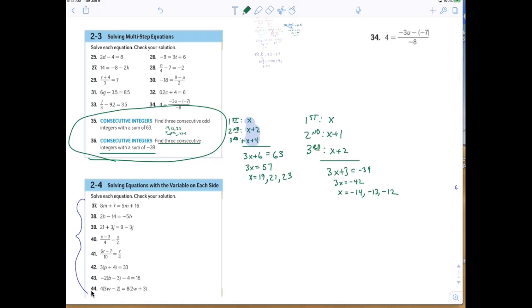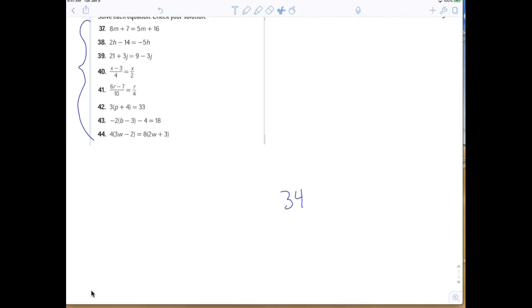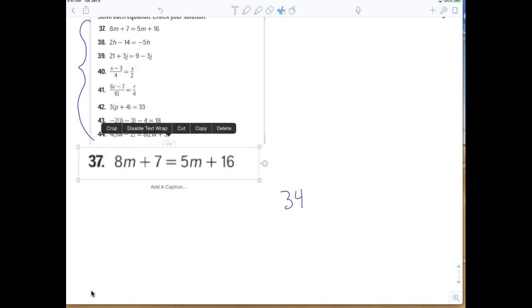All right. Here we go. We've got to pick up the pace a little bit. I'm going to grab 37 and bring it down. Let's take a look at it. 37.